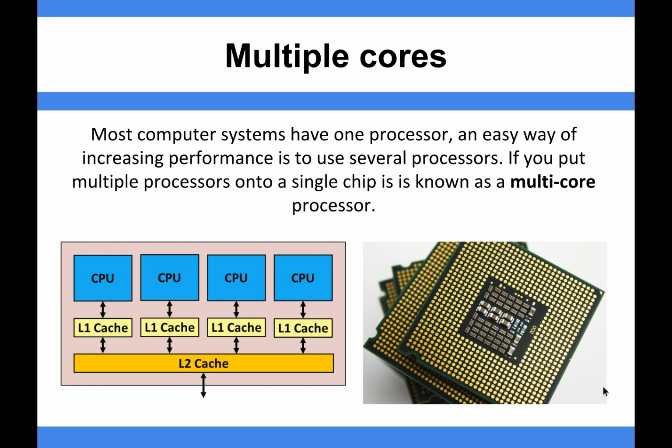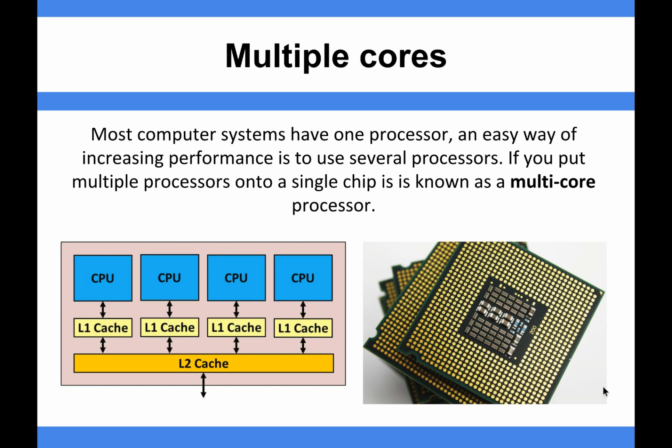So most computer systems have one processor, or at least they did. But an easy way of increasing the performance is to use several processors. If you put multiple processors onto a single chip, it's known as a multi-core processor. So a multi-core processor is literally just multiple processors on a single chip. So a CPU that actually contains multiple processors on it.